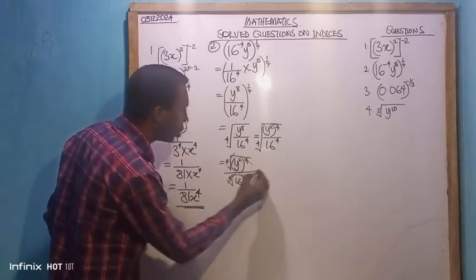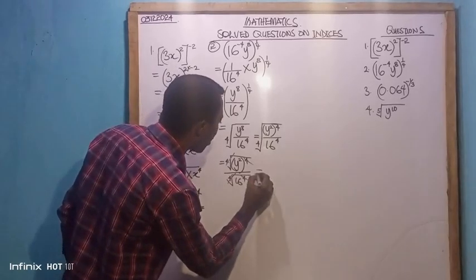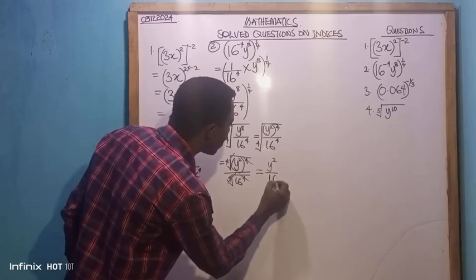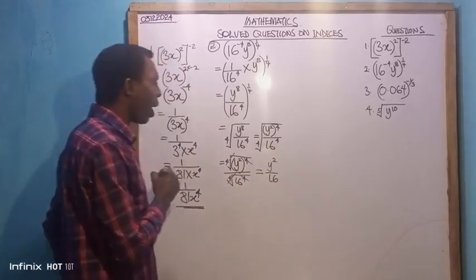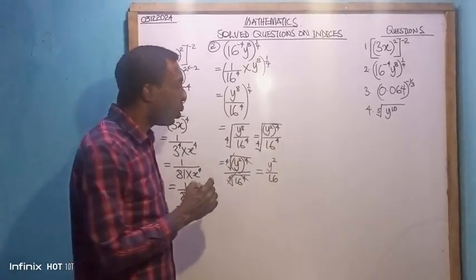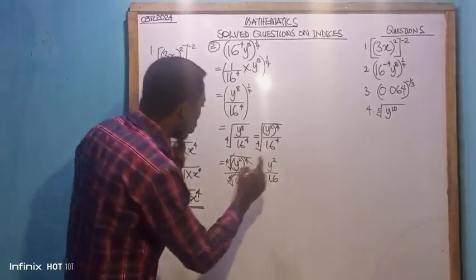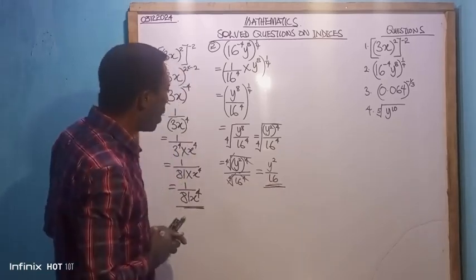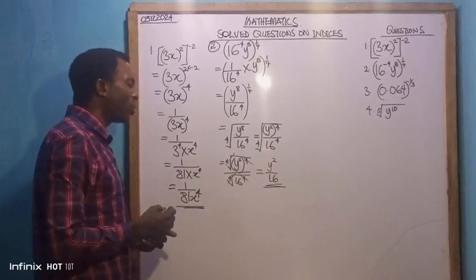So power, we cancel the root. So what are we going to have? We have something like this: y raised to power 2 over 16. Are you getting it? We have y raised to power 2 over 16. There's nothing we can do again than to leave our final answer at this level. Y squared raised to power minus 16.